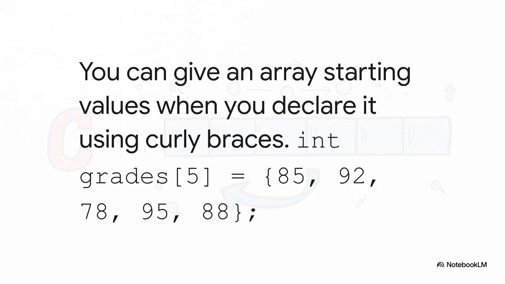Of course, an empty container isn't very useful, is it? We need to actually put data into it. You can initialize an array right when you declare it by just providing the values inside these curly braces. Just like that, we've filled all 5 slots in our grades array from the get-go.